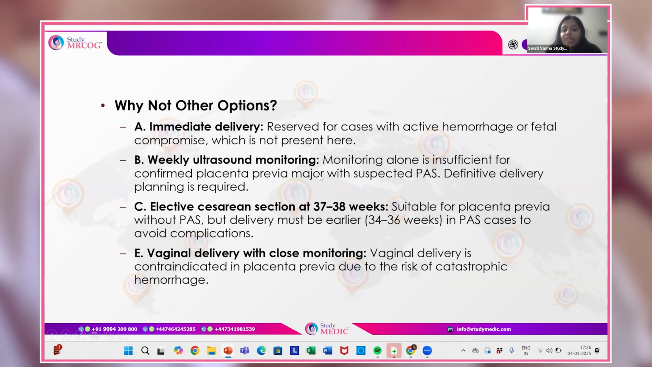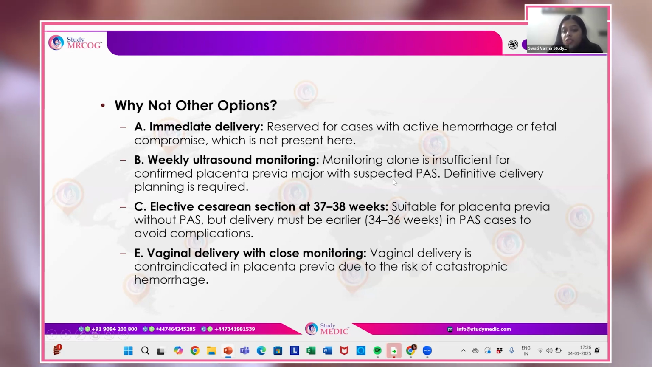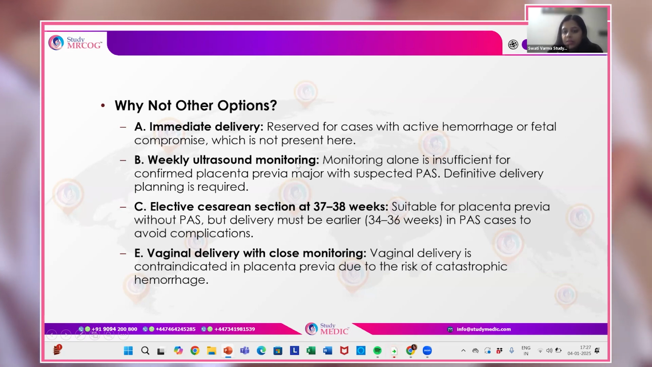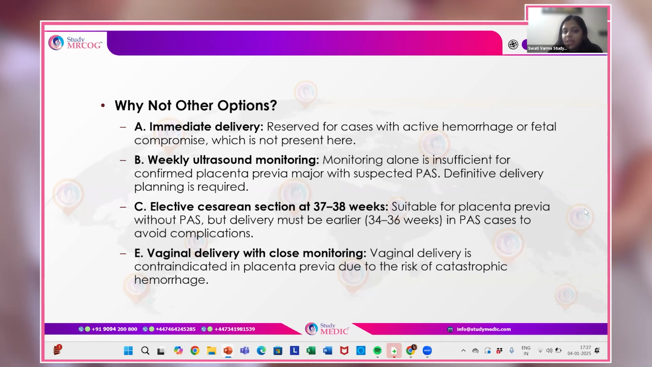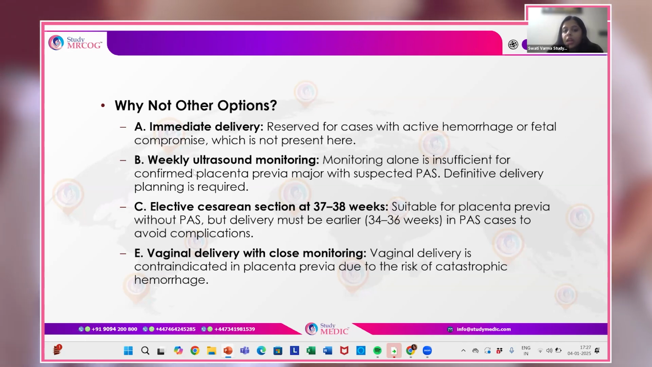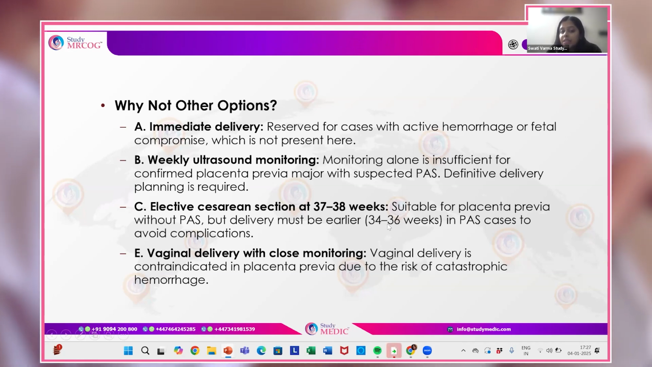Weekly ultrasound monitoring alone is insufficient for confirmed placenta previa major with suspected PAS. Why? Because weekly ultrasound monitoring won't yield any results. Definitive treatment will be the planning of delivery with a multidisciplinary approach. Elective C-section at 37 to 38 weeks, we can't delay this much so as to avoid complications.